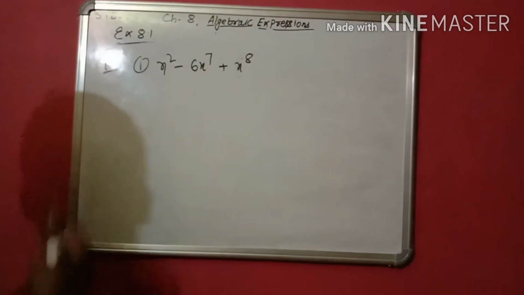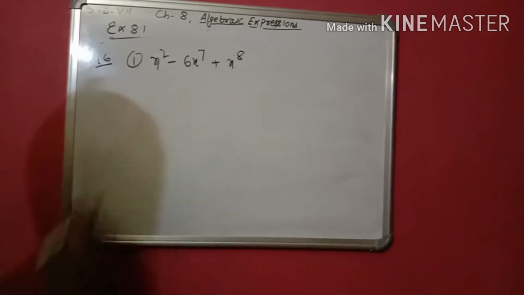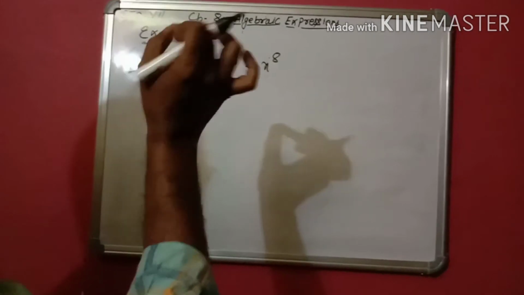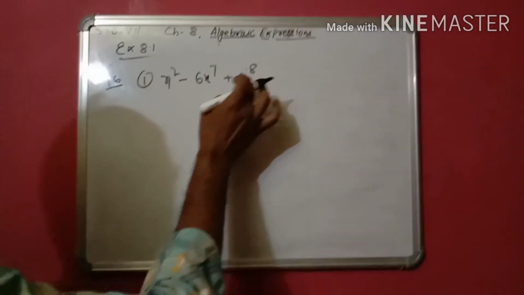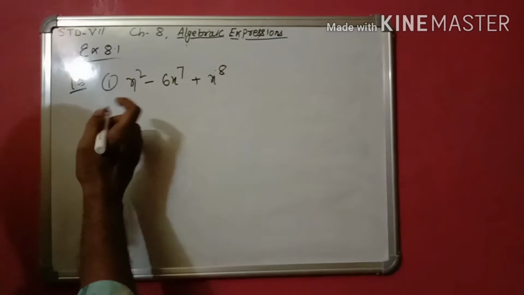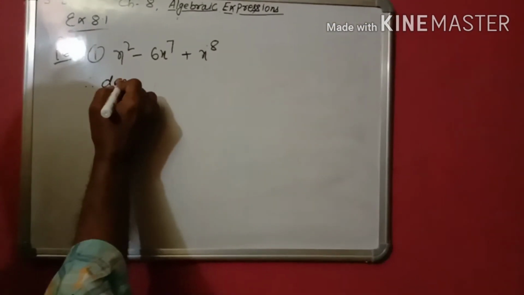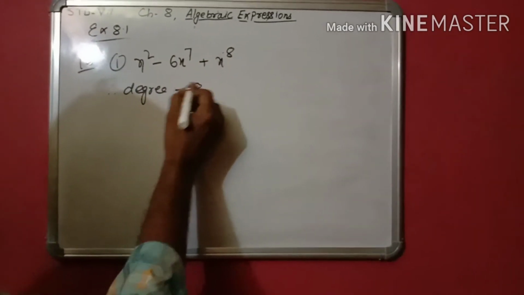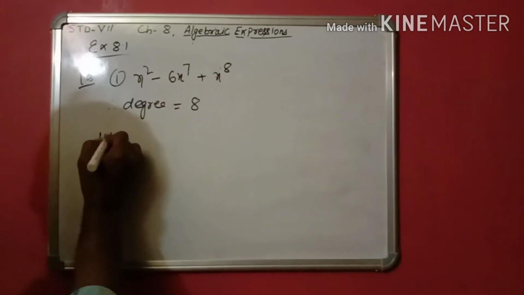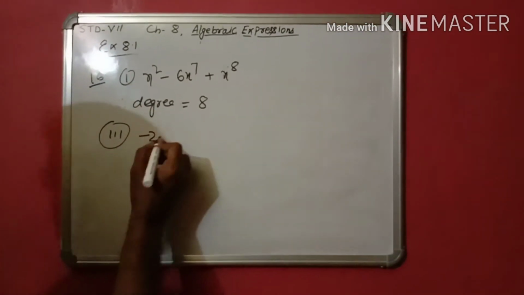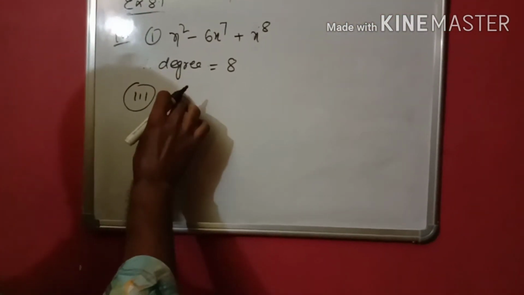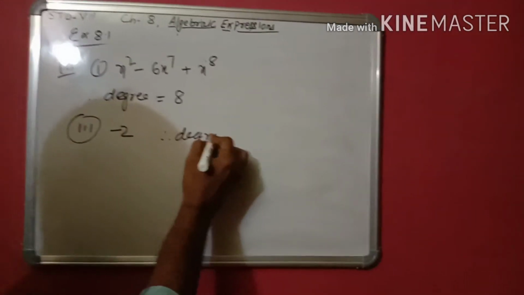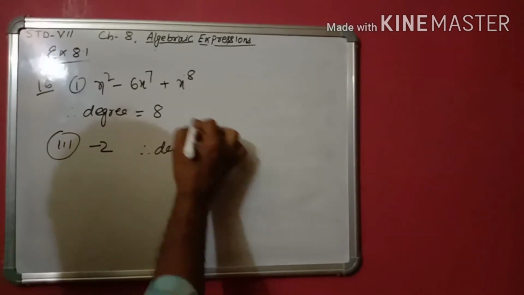Write down. Question number 16. Write down the degrees of the following terms. First of all, according to the expression, we have to see which one has the highest power. So here the highest power is what? This term contains the highest power, that is 8. Therefore degree equal to what? Degree equal to 8. Now one more term, 16.3, it is given minus z. Minus z means what? No power is there, so therefore degree equal to what? 0. Write down please.